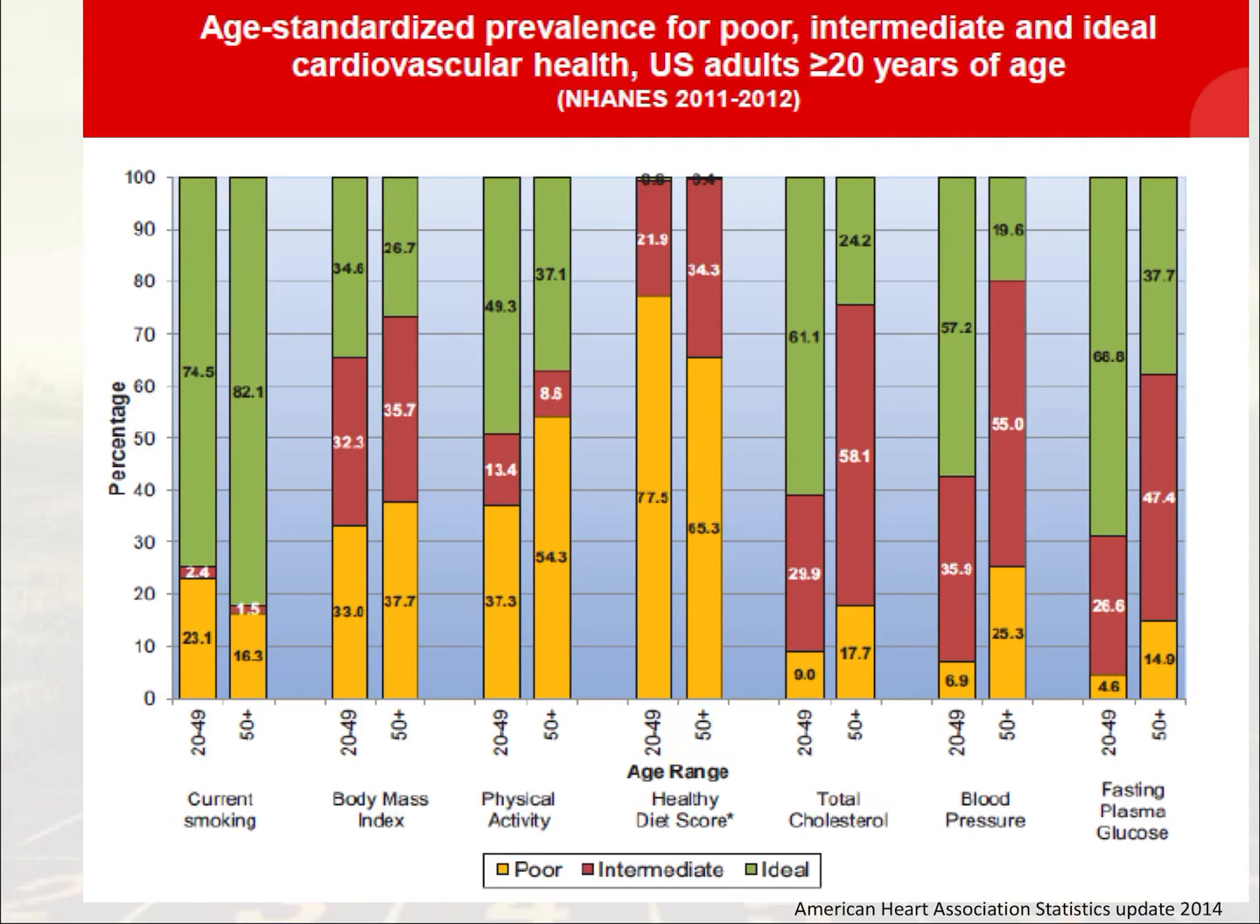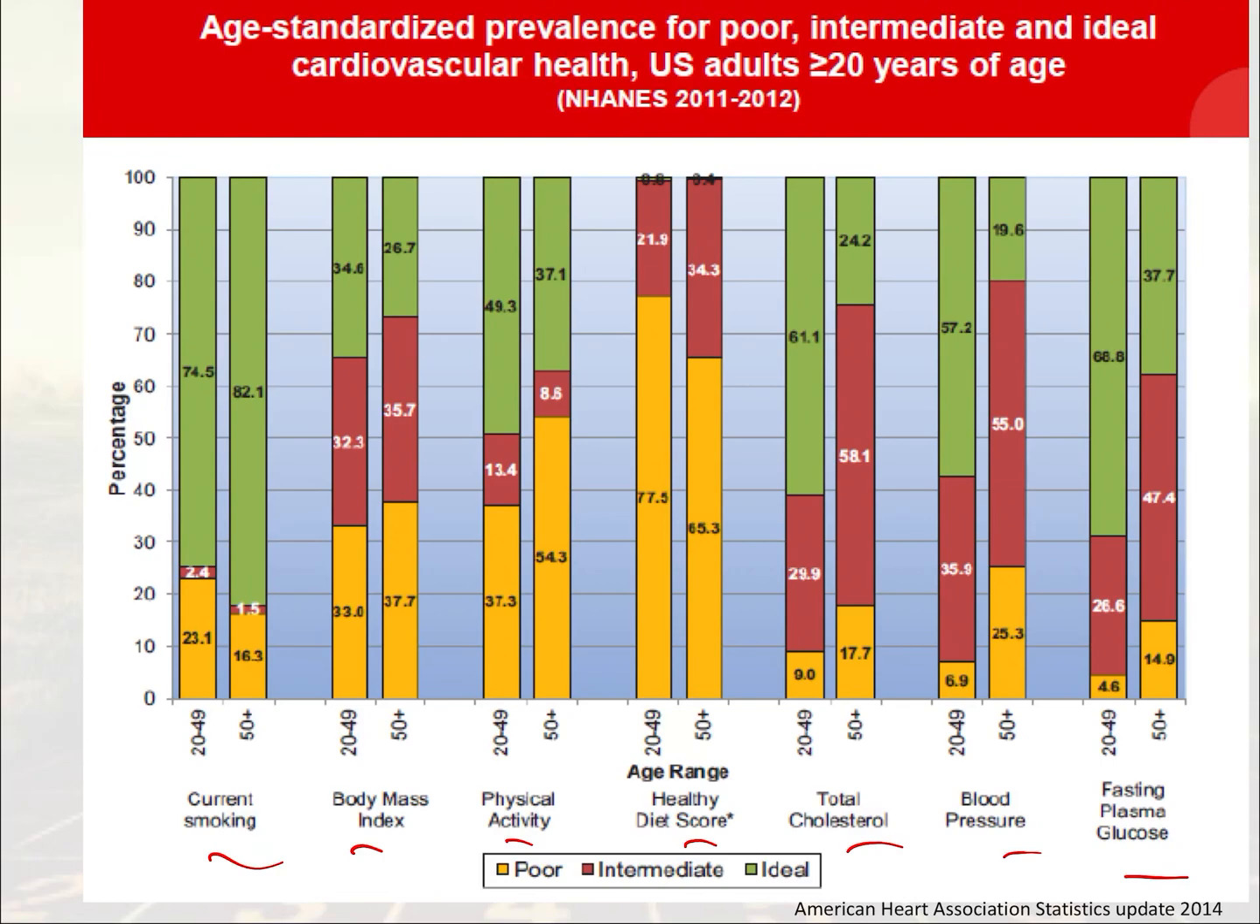Okay, this graph nicely shows some common risk factors: smoking, body mass index, physical activity, diet, cholesterol, blood pressure, and glucose. The green bar is the percentage of our country that, when they did this 8 to 10 years ago, was in the ideal range. Red would be intermediate, and the orange or yellow is poor.